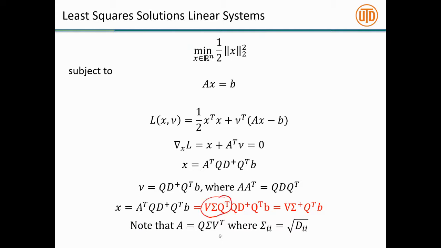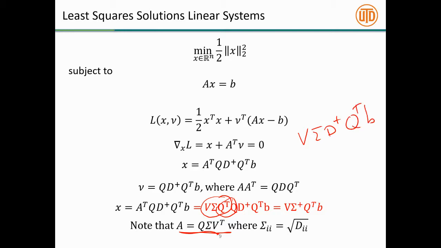So that's using this definition of A and just taking the transpose. Applying the singular value decomposition to A, and then just multiplying it in here. Again, Q transpose Q is equal to the identity matrix because the matrix Q is orthogonal. So what I end up with is V sigma D plus times Q transpose B.